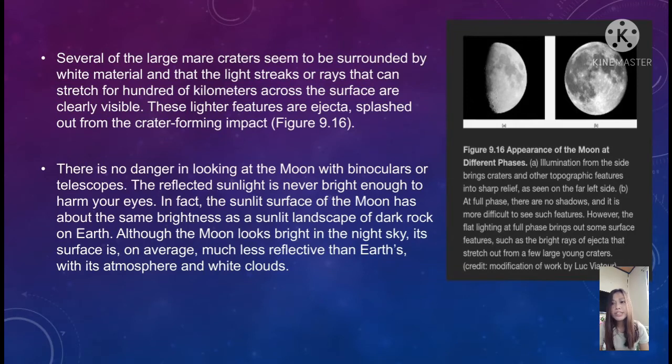By the way, there's no danger in looking at the Moon with binoculars or telescopes. The reflected sunlight is never bright enough to harm your eyes. In fact, the sunlit surface of the Moon has about the same brightness as a sunlit landscape of dark rock on Earth. Although the Moon looks bright in the night sky, its surface is on average much less reflective than Earth's, with its atmosphere and white clouds.